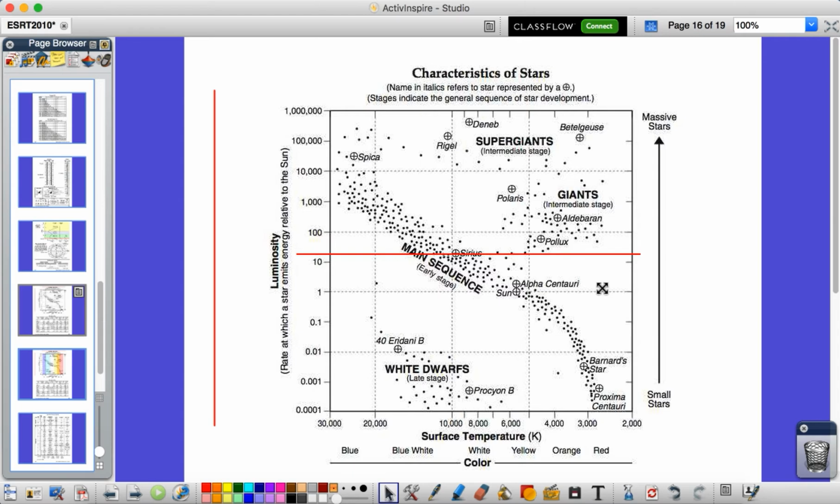Sirius. Now, what would Sirius's luminosity be? Let's follow this over. It's somewhere between 10 and 100. But notice, the scale is what they call a logarithmic scale. We go from 10 to 100 to 1,000 to 10,000. So we're sort of increasing exponentially as we go up the axis.